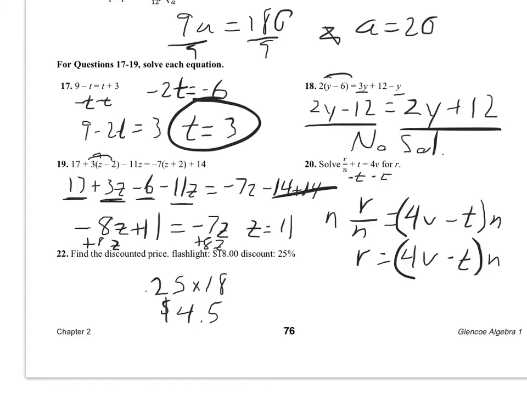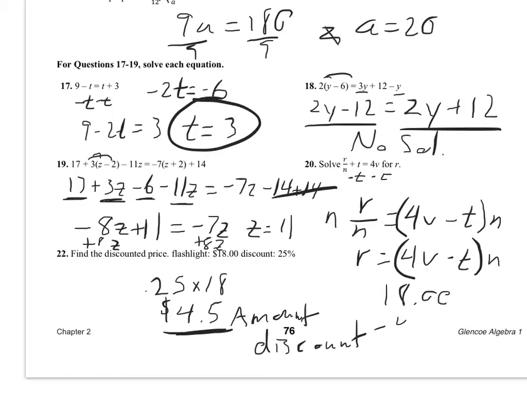Now, this is not the discounted price, this is the amount of discount. So that's not how much I would actually pay. This is just how much less I pay. So now I have to go $18 minus $4.50. So I should come up with $13.50. And again, I didn't really use an equation for that. I don't think it's necessary to make that into an equation. We could, but I don't think it's absolutely necessary.